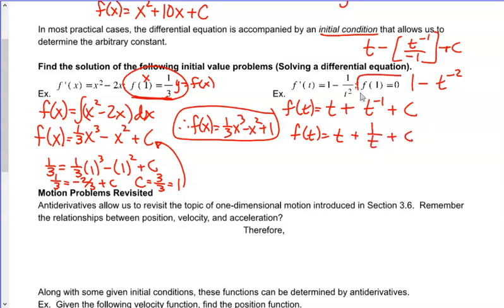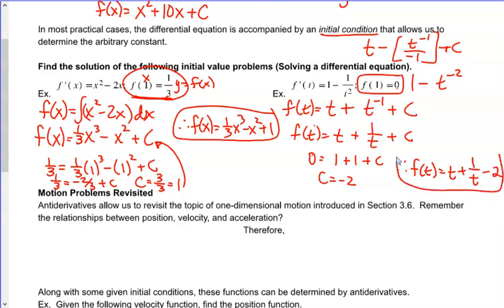And now I'm going to use my initial condition that they gave me. This is the y value. And I'm going to plug t equaling 1 in here and here. So basically I get 1 plus c. This one's not too bad to solve. This gives me a 2. When I subtract it over, c is negative 2. Therefore, f of t is equal to t plus 1 over t minus 2, and I have just solved that differential equation given that initial condition.